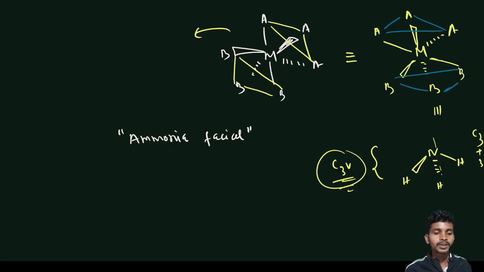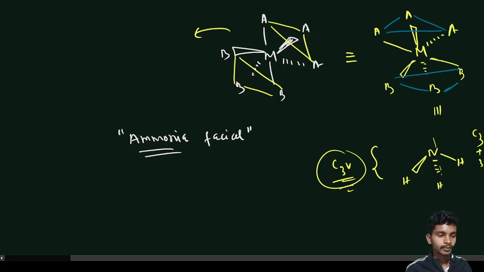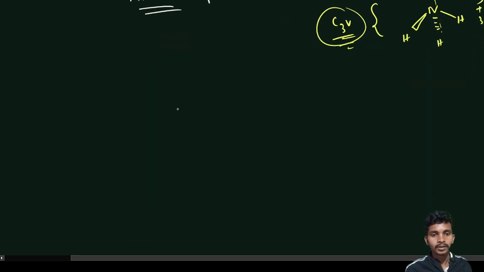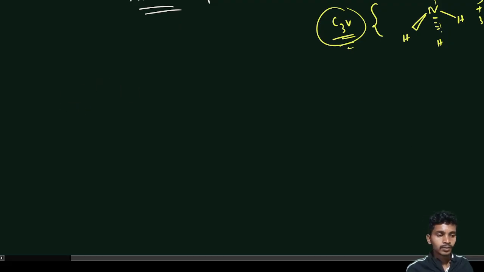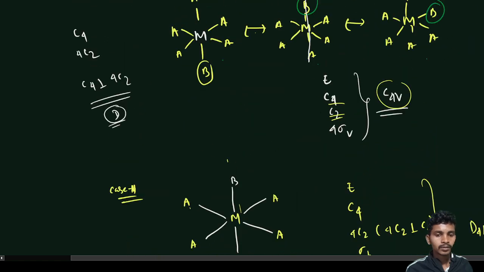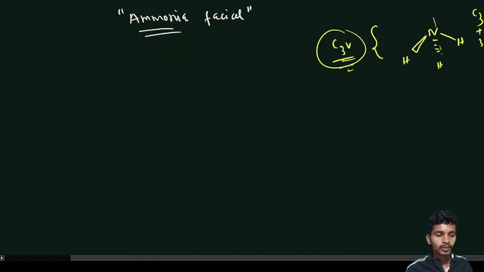Okay, so this partial structure has like ammonia. So now we will study that second type, third, fourth, and fifth types. That is partial. Another is meridional.